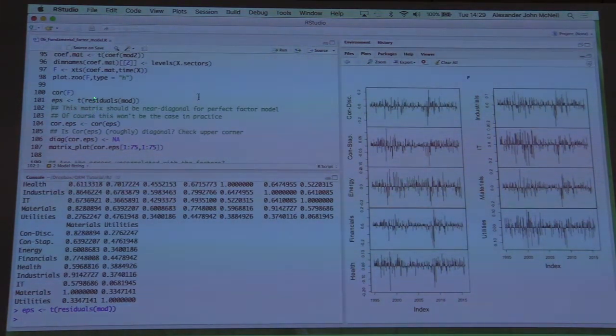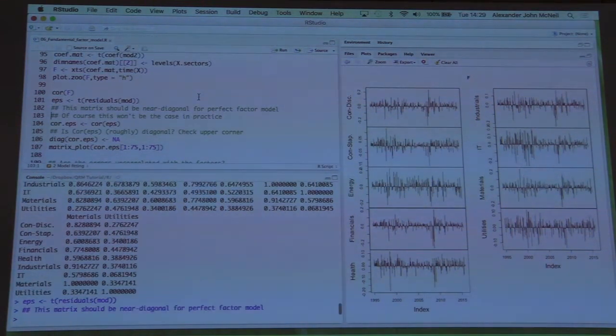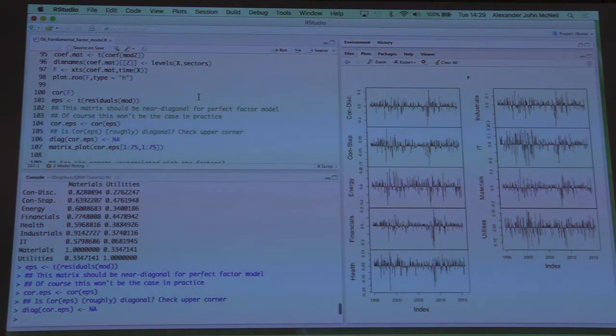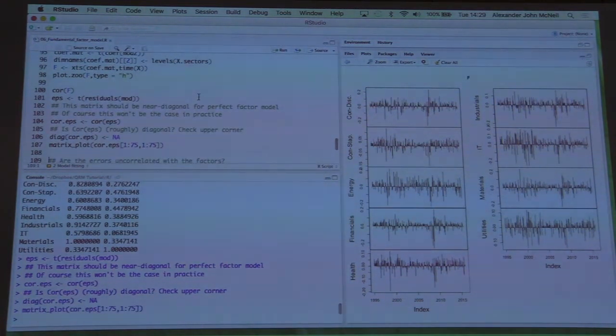The residuals should have a correlation matrix which is near diagonal, because that's the assumption of the factor model. The factor model says that these errors should be uncorrelated, so therefore their correlation matrix should be diagonal. And in practice, if it's a great factor model that I've fitted, my estimated correlation matrix should be near diagonal. So I think that's the last thing I'll do in this example. I will estimate the correlation matrix, and this correlation matrix is 365 by 365.